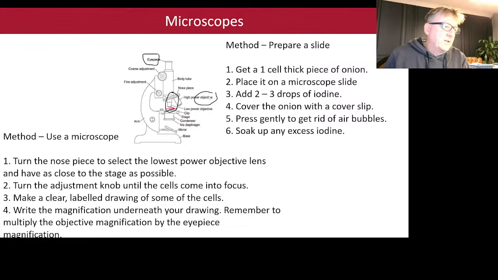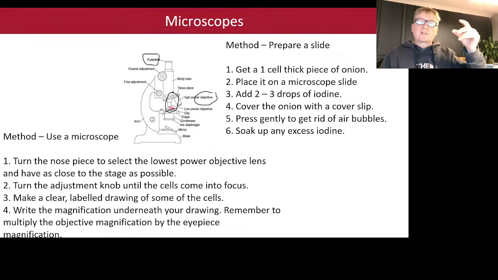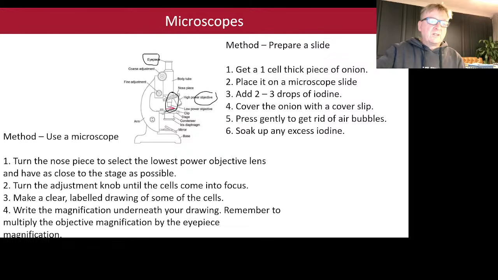So the method on this one is turn the nose piece to select the lowest power objective lens, usually times 10, and have it as close to the stage as possible. Turn the adjustment knob, the adjustment dial, coarse adjustment, fine adjustment, whichever one you want to talk about, until the cell comes into focus. So you're moving the rough one first. Then, once you've got it focused, you can have a look at it.